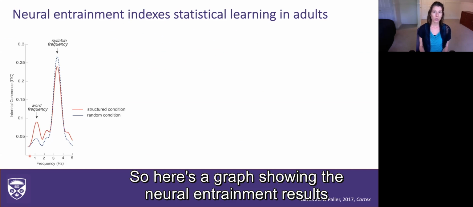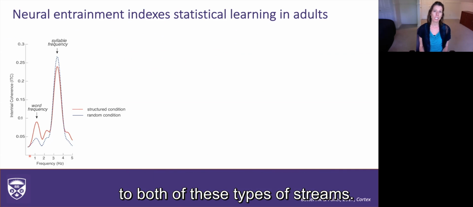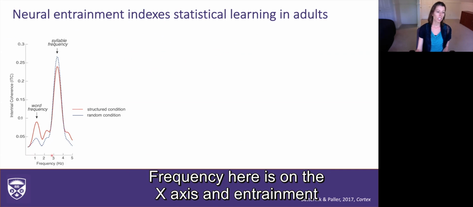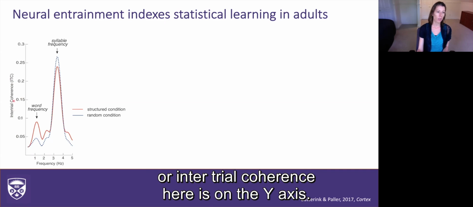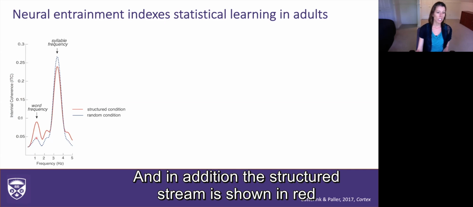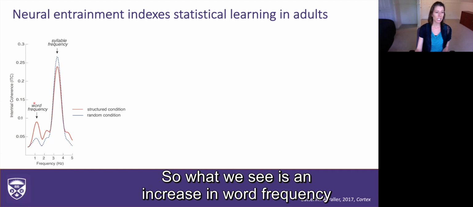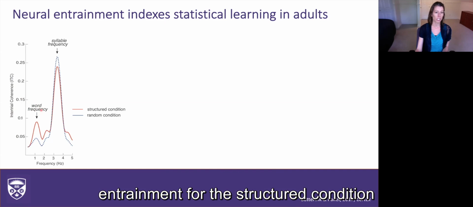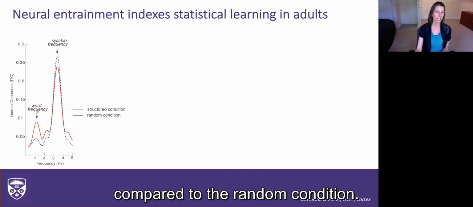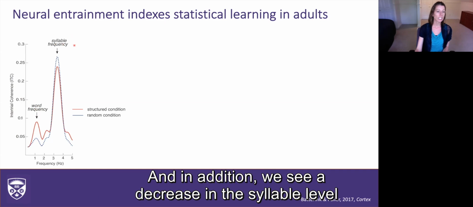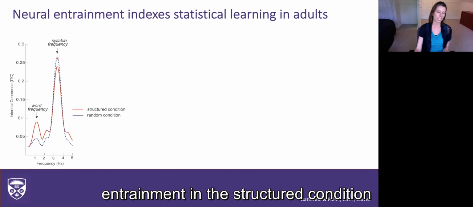So here's a graph showing the neural entrainment results to both of these types of streams. Frequency here is on the x-axis, and entrainment or intertrial coherence here is on the y-axis. And in addition, the structured stream is shown in red and the random stream is shown in blue. So what we see is an increase in word frequency entrainment for the structured condition compared to the random condition. And in addition, we see a decrease in the syllable level entrainment in the structured condition as compared to the random condition.